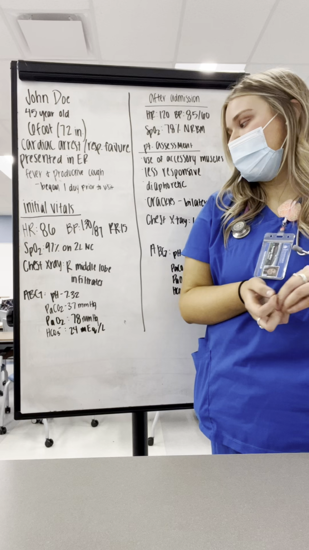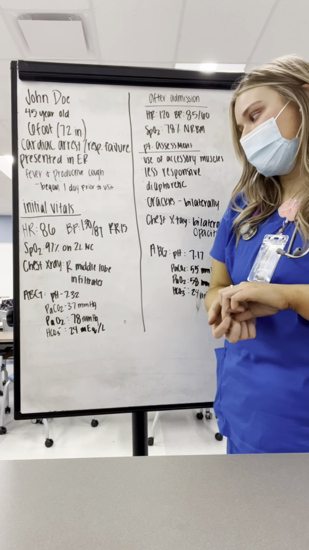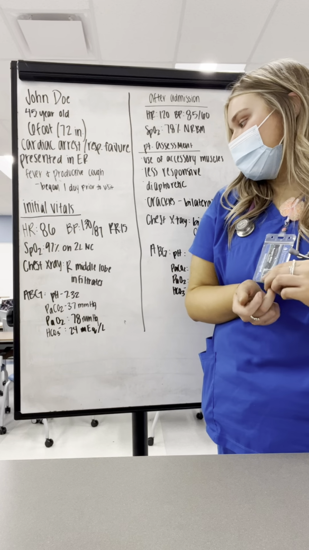He presented initially in the ER with a fever and a productive cough that had begun 1 day prior to his ER visit. His initial vitals were a heart rate of 86, a blood pressure of 130/87, a respiratory rate of 15, a saturation of 97% on a 2-liter nasal cannula, and his chest x-ray showed a right middle lobe infiltrate. His initial ABG was a pH of 7.32, a CO2 of 37, an O2 of 78, and a bicarb of 24.